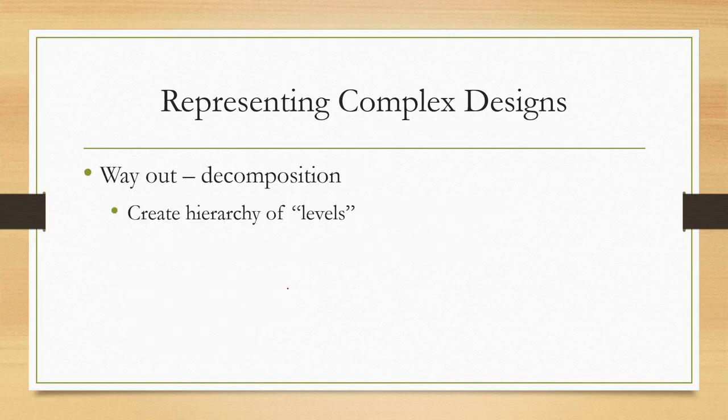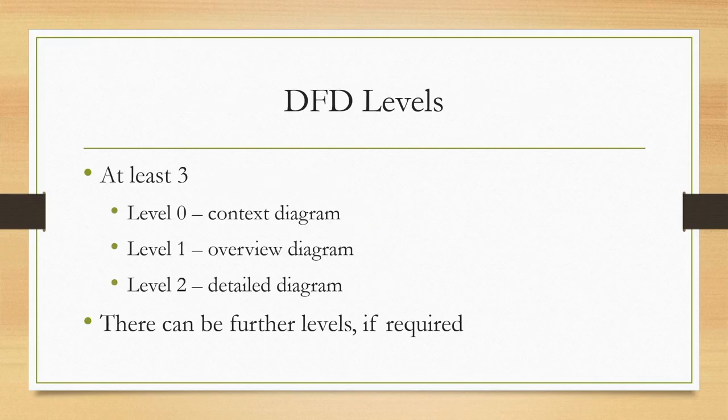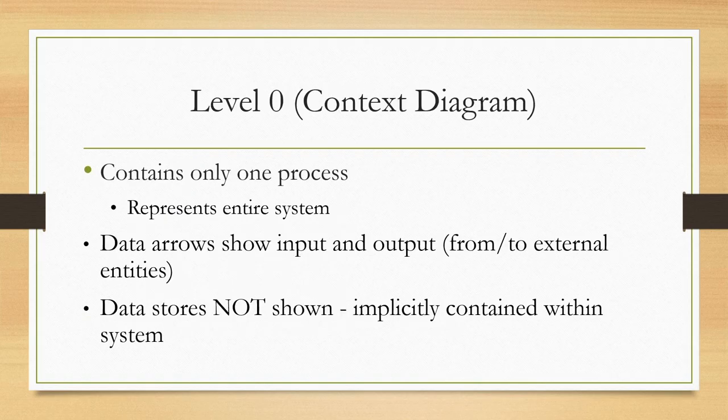To manage such big systems, we can go for the idea of decomposition of the design. This indicates that we create a hierarchy of levels of design. Generally, it has been found that at least three levels are required to represent complex systems. More levels may be necessary, but fewer levels generally lead to incomprehensible and difficult to manage designs expressed in DFD. So, we have level 0, which is generally called a context diagram, level 1, generally called an overview diagram, and level 2, which is a detailed diagram. Now, we can go for subsequent levels also, which will again be detailed diagrams, but at least these three levels are required. Let us try to understand these levels and how we can create them.